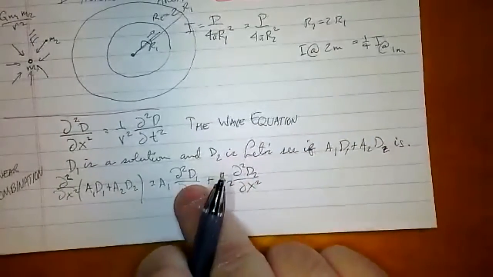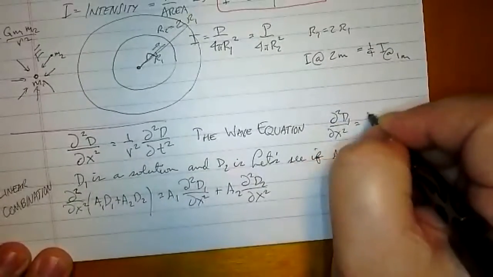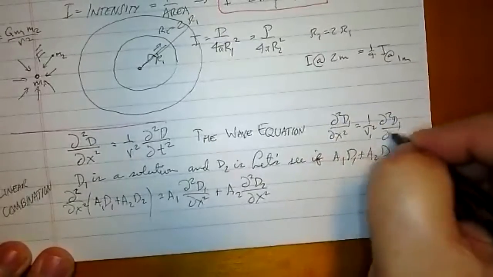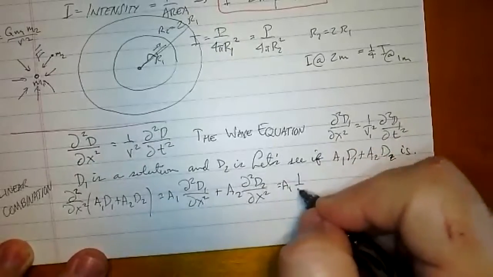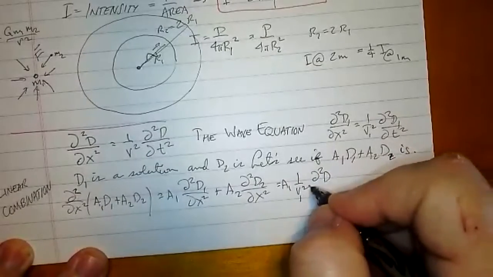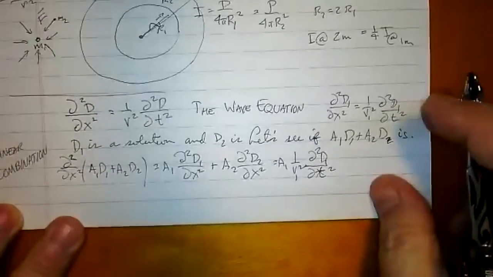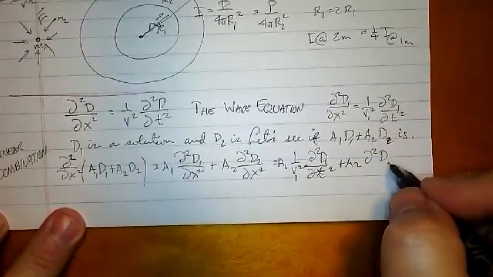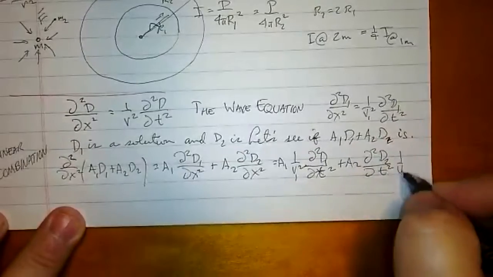Well, I already know D1 is a solution. Specifically, the second partial of D1 with respect to x squared is equal to 1/V1 squared times the second partial of D1 with respect to time squared. So I can replace that and say that's A1 times 1/V1 squared, second partial of D1 with respect to time squared. Okay. Similarly, the other one's going to be A2 times the second partial of D2 with respect to t squared. Oops, and I left the 1/V2 squared off.